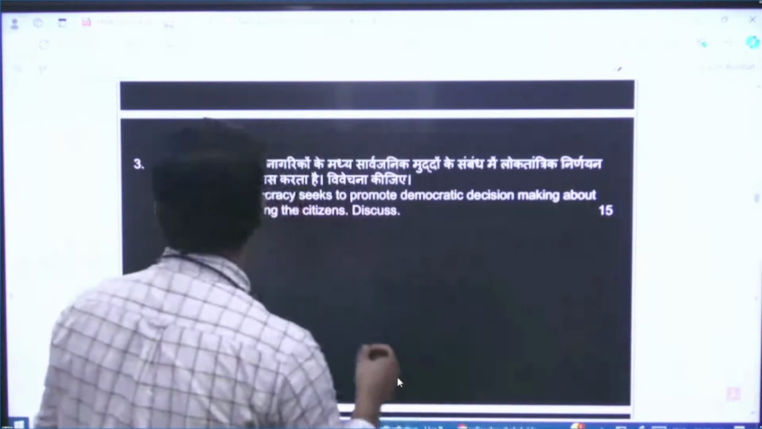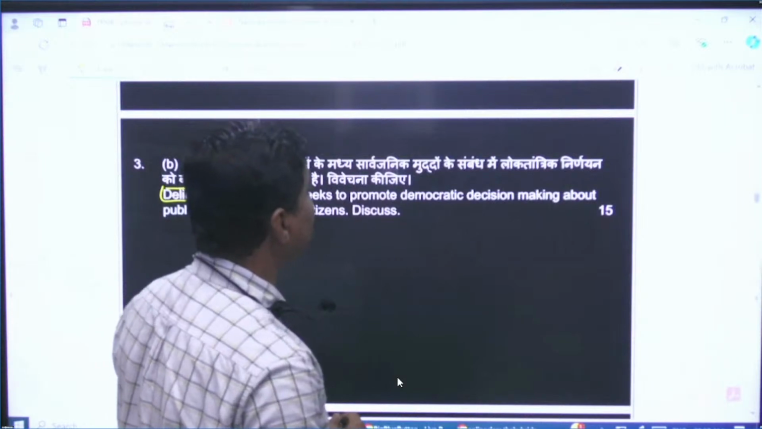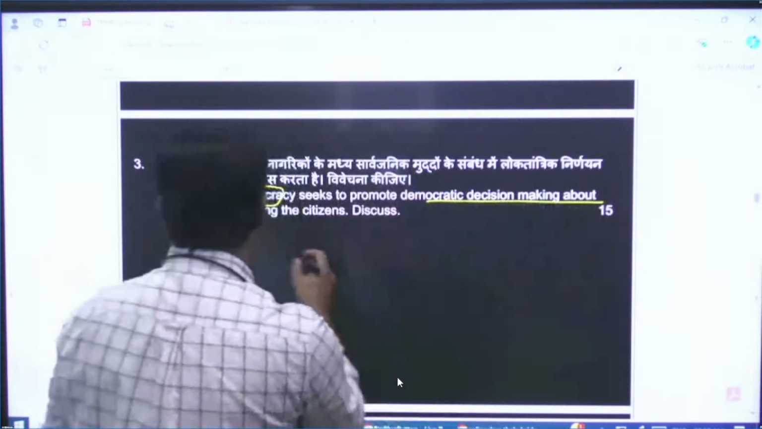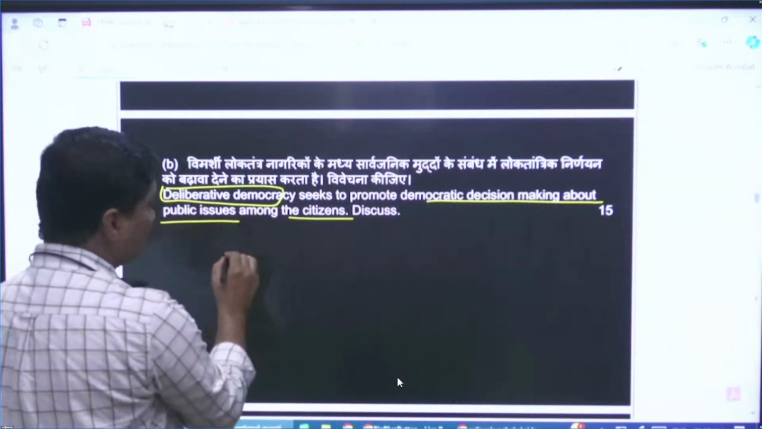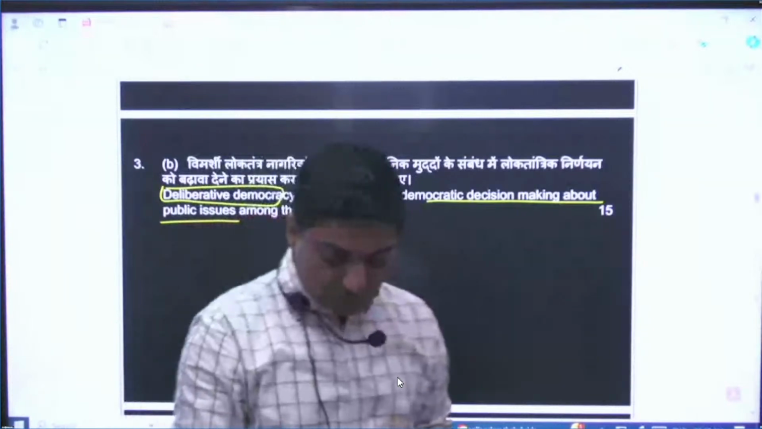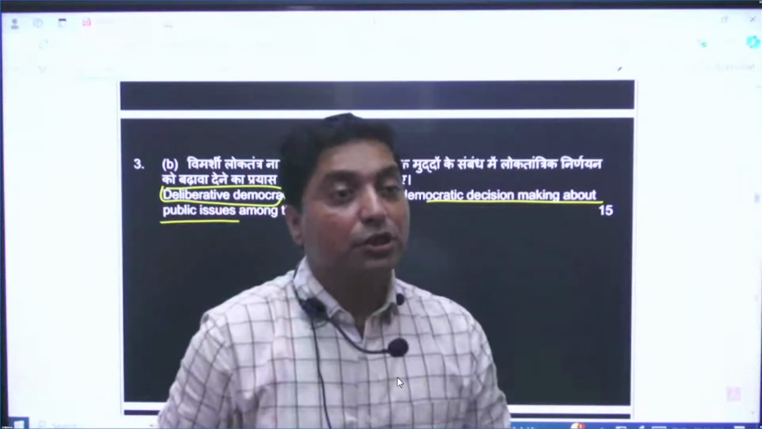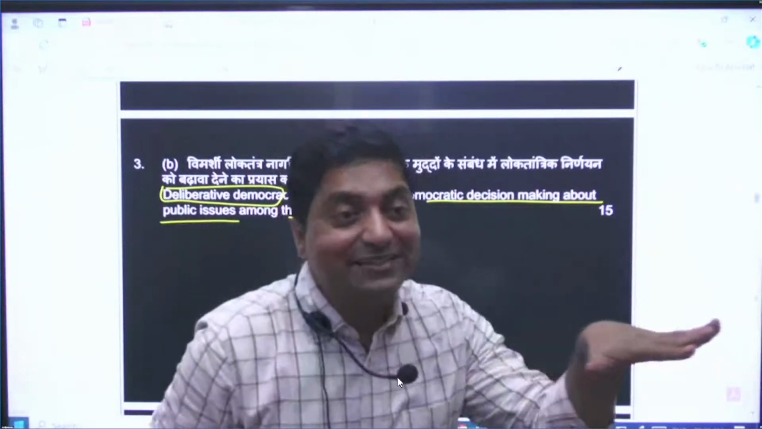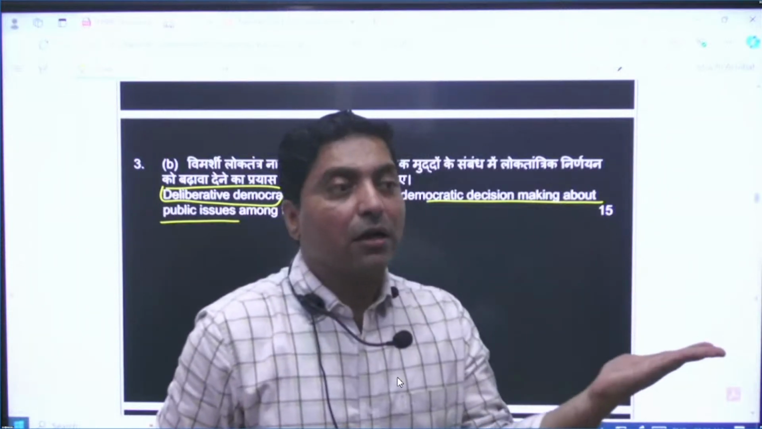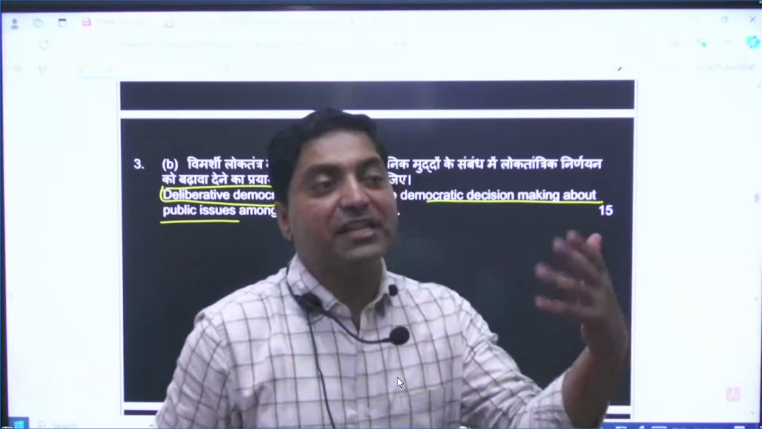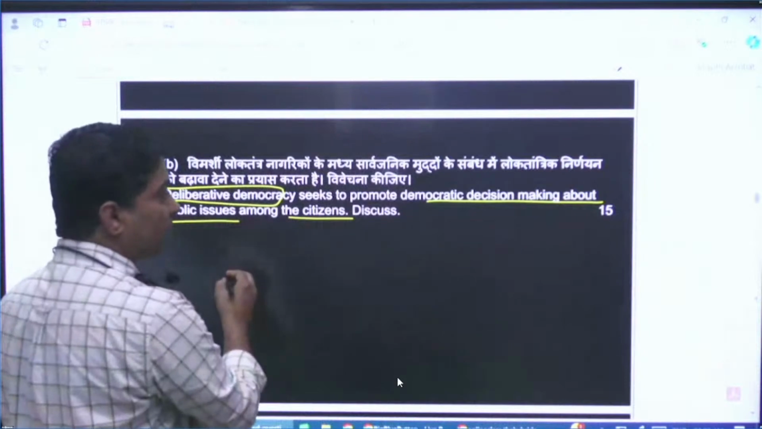Now look at deliberative democracy. Deliberative democracy seeks to promote democratic decision making about public issues among the citizens. First you have to define deliberative democracy. Deliberative democracy promotes deliberation among the citizens to reach an agreed decision. It helps to take a decision which can be acceptable to all. That is deliberative democracy. And who are the major exponents of deliberative democracy?